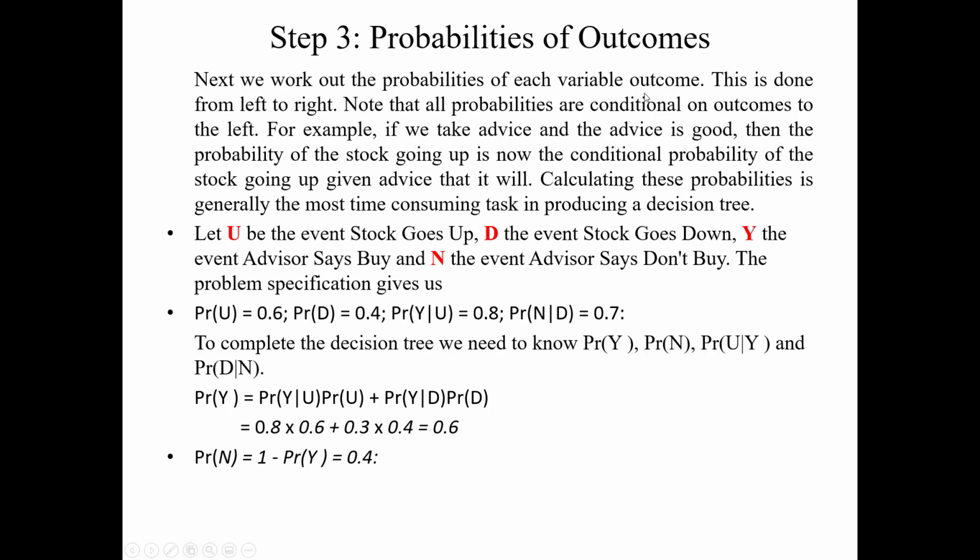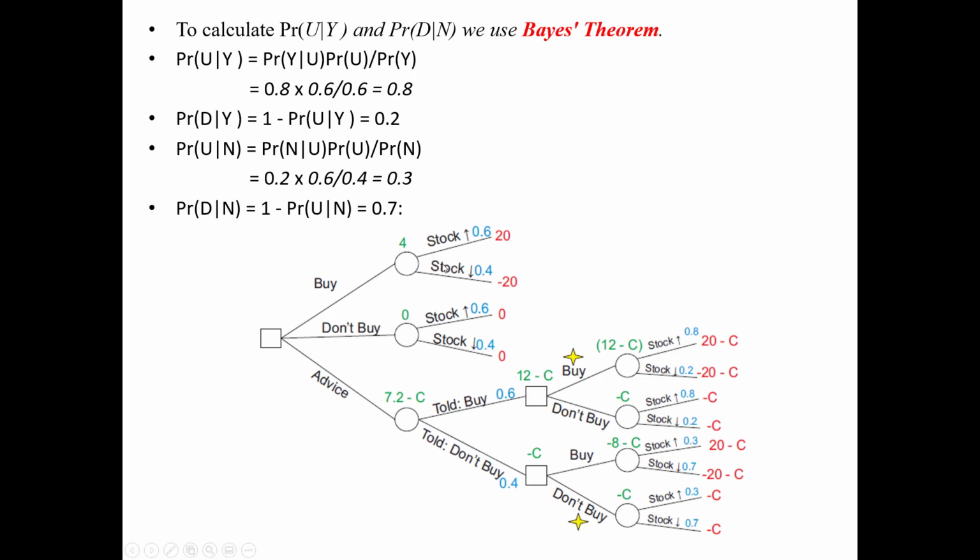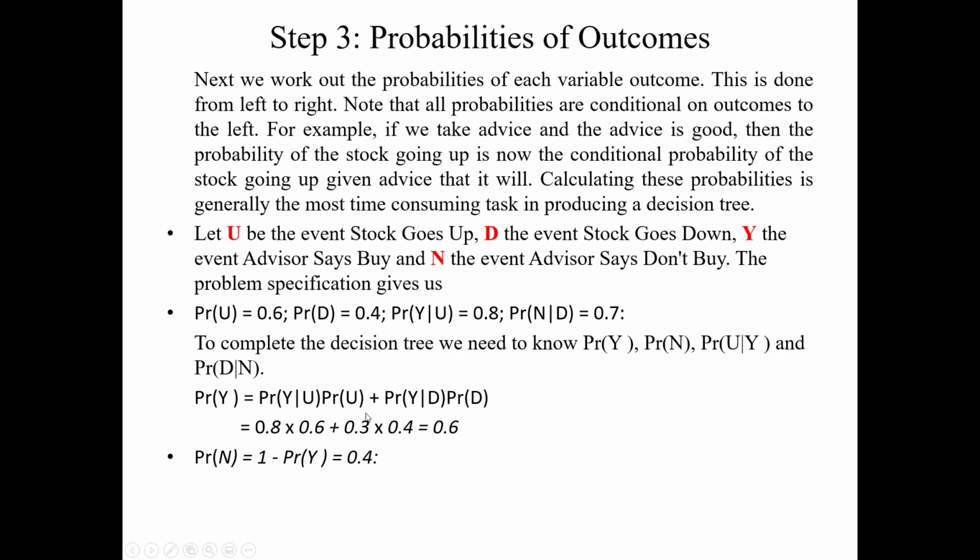Next, we work out the probabilities of each variable outcome. This is done from left to right. So now we will calculate, coming from this toward this side. You can see we will calculate this, this, this, this, and this. Note that all probabilities are conditional on the outcome to the left. For example, if we take advice and the advice is good, then the probability of the stock going up is the conditional probability, as I already mentioned, of the stock going up given advice that it will. Calculating these probabilities is generally the most time consuming task in producing a decision tree, and sometimes it also creates problems because of their complex nature.